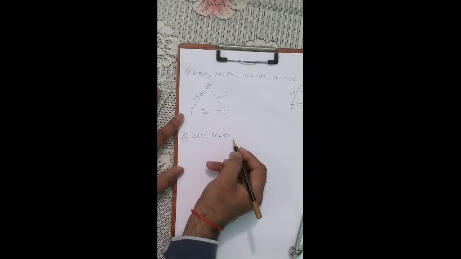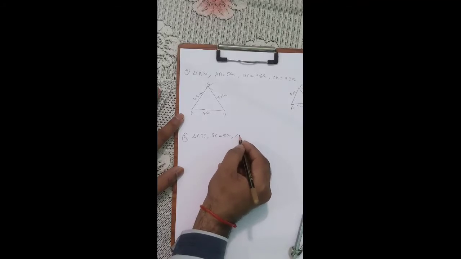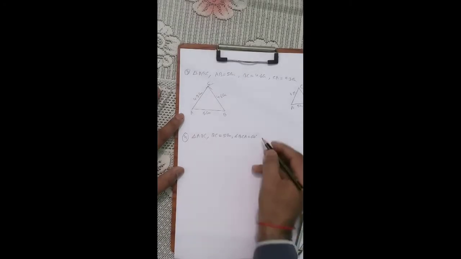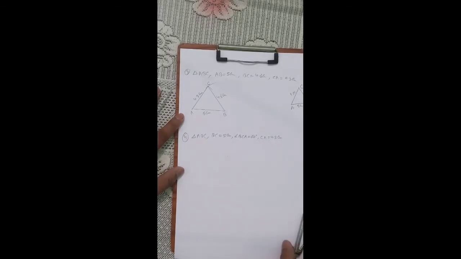A triangle ABC in which BC is equal to 5 centimeter, angle BCA is equal to 60 degree and CA is equal to 4.3 centimeter. Again children, to draw it, first we will draw a rough diagram. See this one, ABC, where BC is 5 centimeter, this angle BCA is equal to 60 degree and CA is 4.3 centimeter. So see how to draw this.